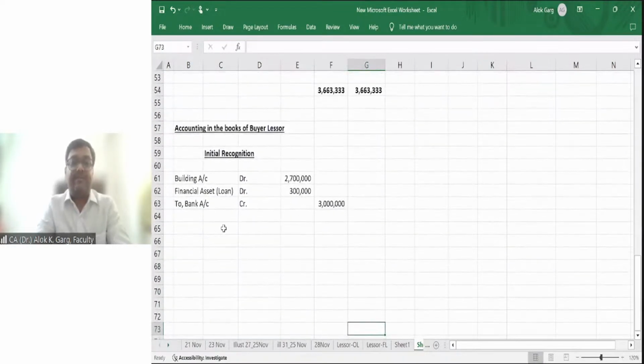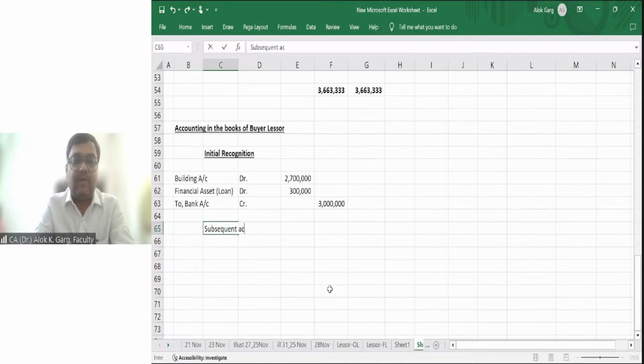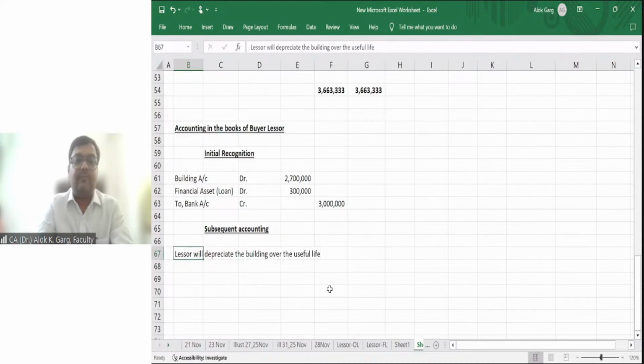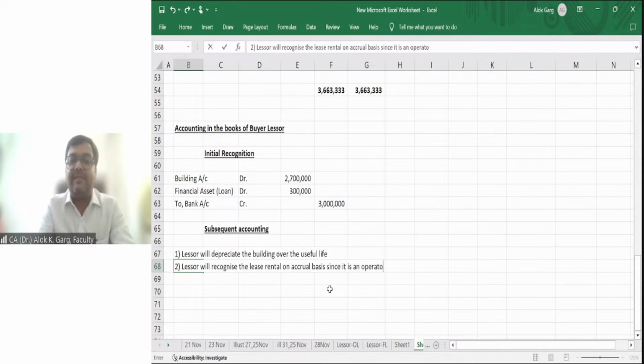Subsequent accounting, I would say. The lessor will depreciate the building over its useful life. That is number one. Number two, the lessor will recognize lease rental on an accrual basis. Since it is an operating lease given for 20 years, and the life of the building may be 40, 50 years, what is the accounting entry?